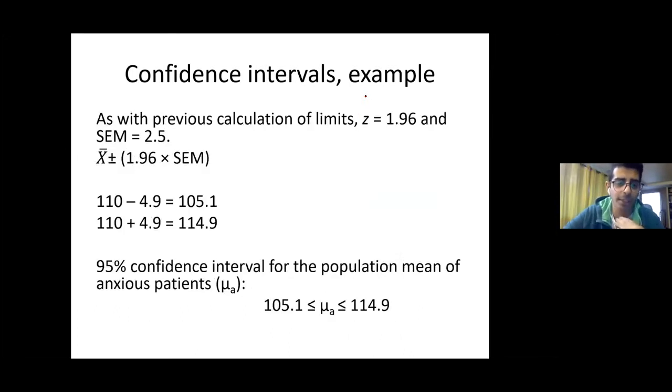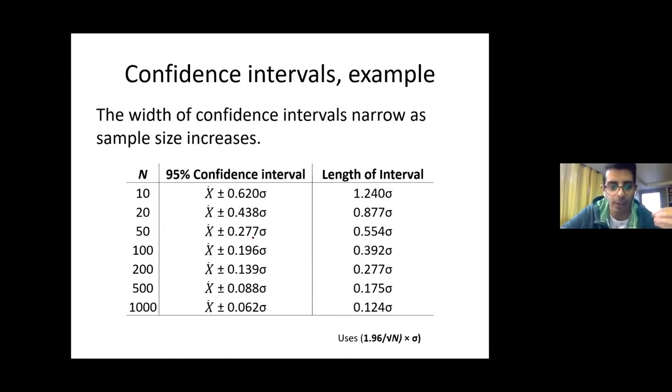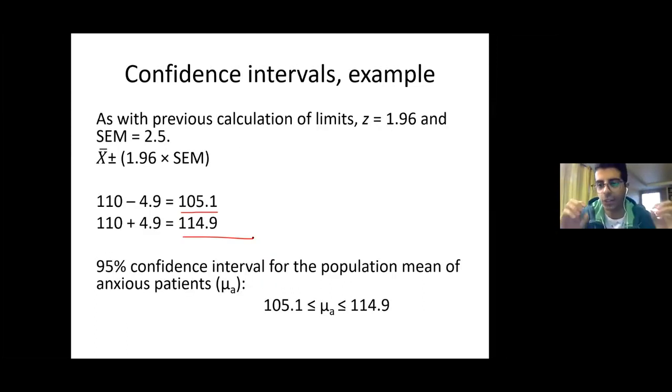So here he gives you an example. It's the same exact example, only with different numbers. Here the limits are 105.1 and 114.9, same exact thing. He is just throwing this other example at you to show how the numbers can be different. Here are more examples, more stuff for you to practice.